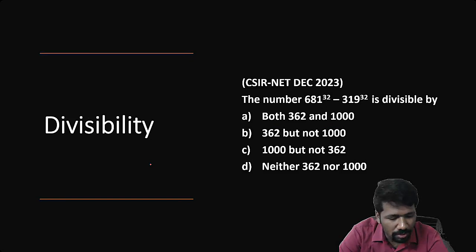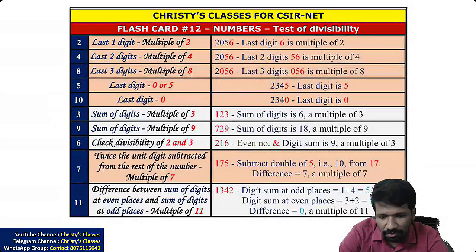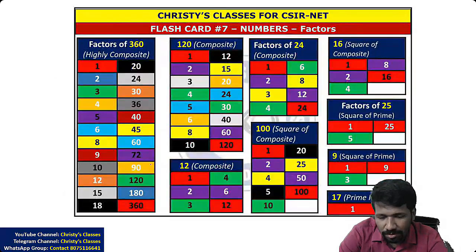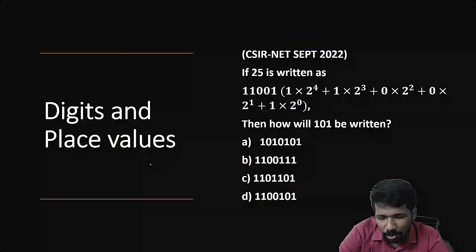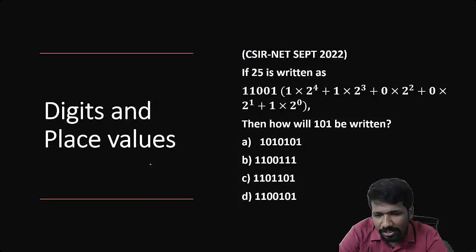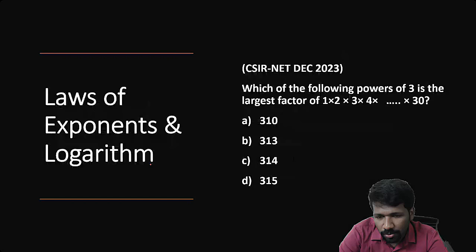This is a December 2023 example. You should understand this summary of test of divisibility. Factors, what are composite, highly composite, etc. LCM, HCF, how to calculate it, and what are the properties of them. Now digits and place values, number system conversion, all this is involved here. So this was a 2022 question regarding that.